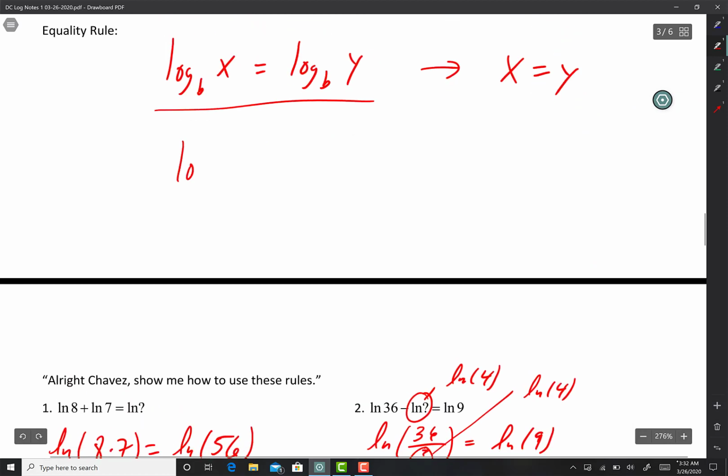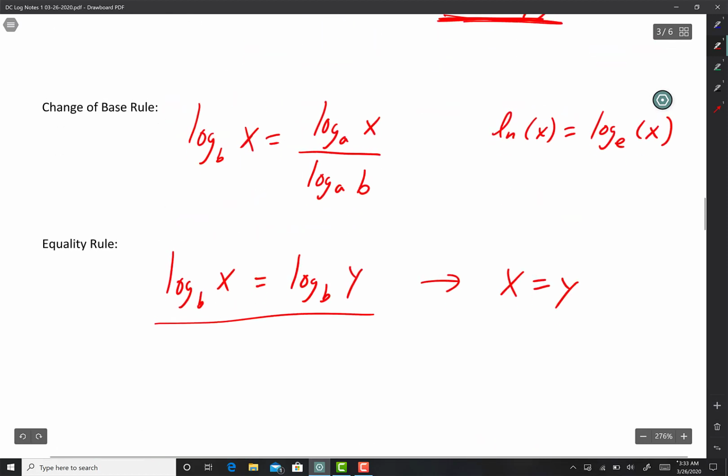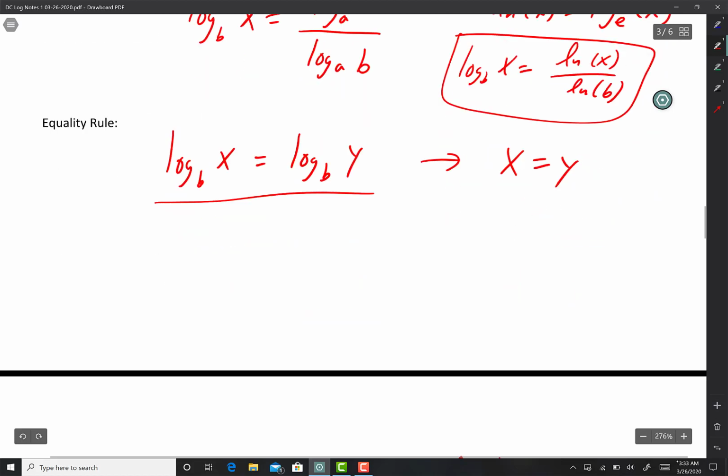So I have log base b of x. I can also say this does not go under the inequality rule. It goes under the change of base rule. So if I say log base b of x, that's also the same thing as saying ln of x divided by ln of b. So that's something to know.